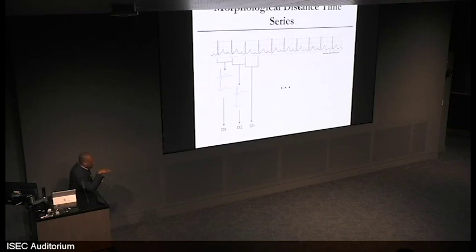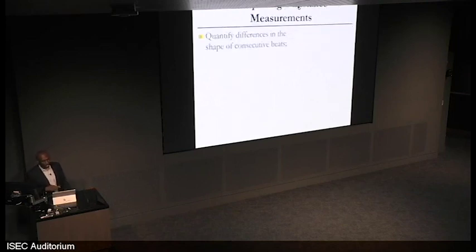And just like I had a time series previously for the heart rate, I could have what's called a morphologic distance time series. And I could summarize the variability here, just like I did for the time series data, to get metrics that may be important. So the morphologic distance time series quantifies differences in the shape of consecutive beats.